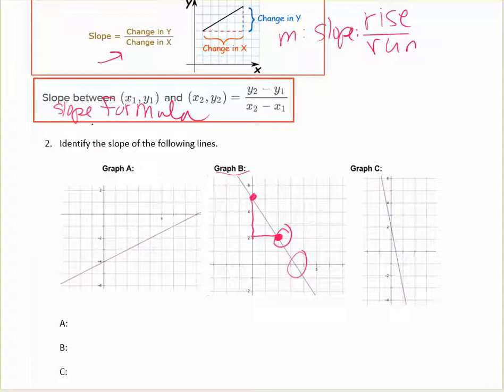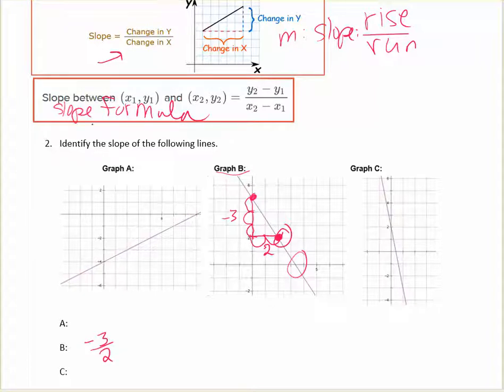Now I have to do rise over run. So from this point, I would go down 1, 2, 3. I went down 3, so I'm going to say -3. Then I go 1, 2, right. That's a +2. So my rise is -3 and my run is 2.